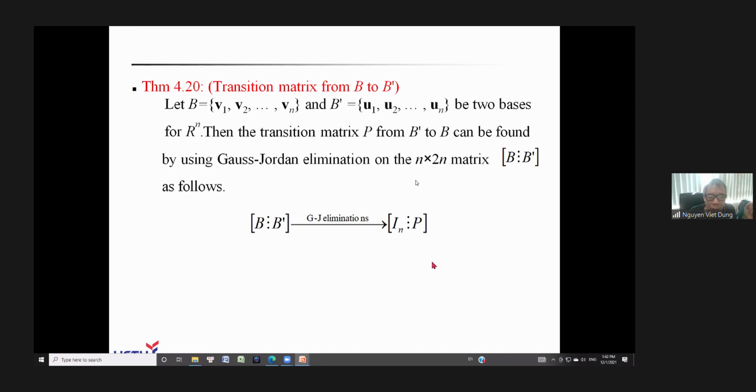On that, you try to make the first part here transform into the identity, I. Then the second part, the B prime part, will be changed into something, and that something is exactly what we call the transition matrix from B prime to B.